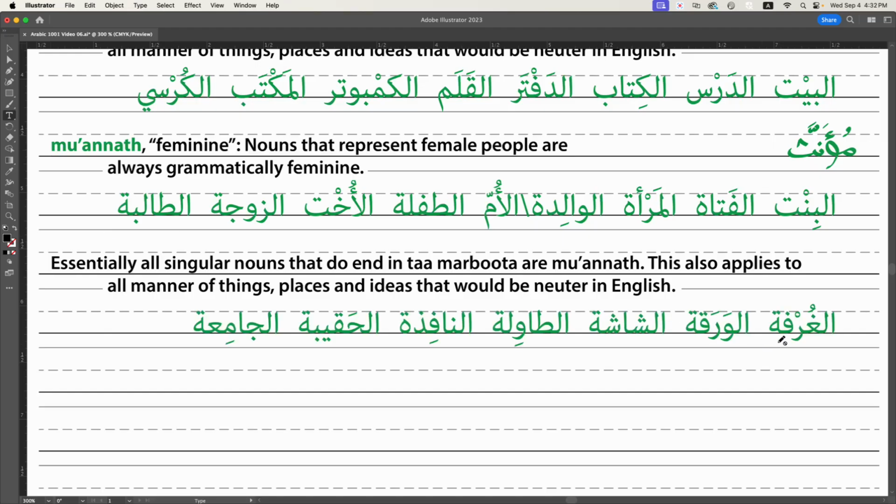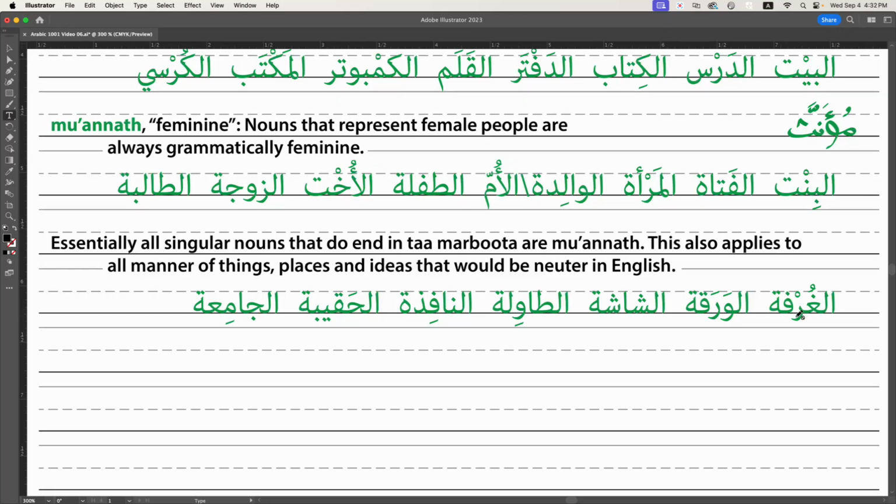So here are some more classroom related words that you might want to know. A ghurfa is a room, and again ta marbuta makes it feminine. There are a couple of nouns that end in ta marbuta but are still masculine, but they're not relevant to this level of Arabic, so you can just assume that any singular noun that ends in ta marbuta is grammatically feminine. A waraqa means a leaf, like on a plant or a tree, and from there, a piece of paper, which is mostly what it's used as in modern Arabic.